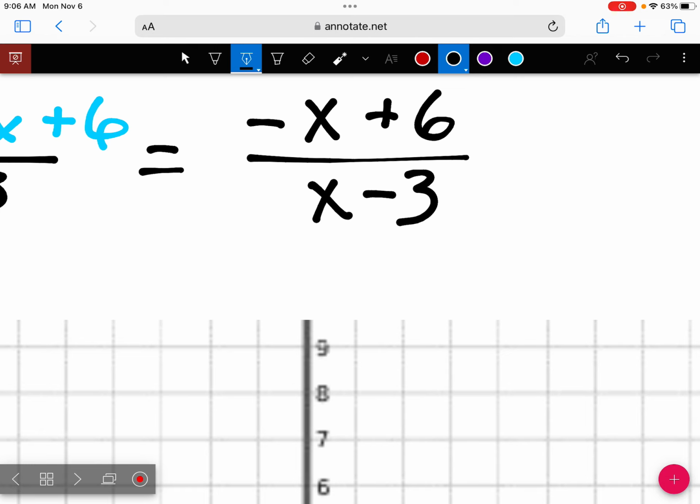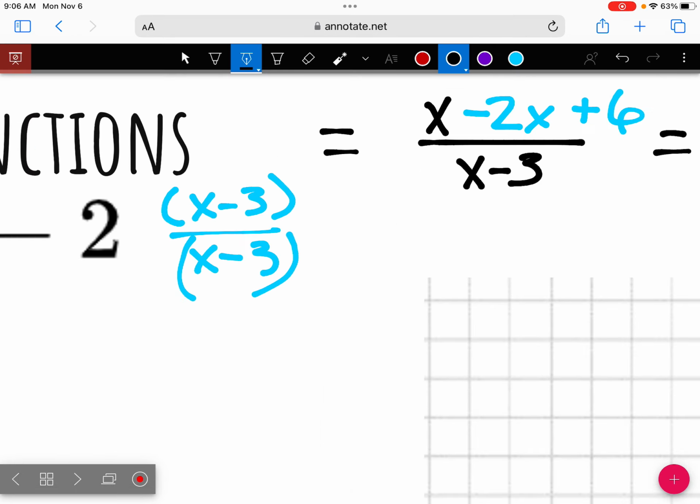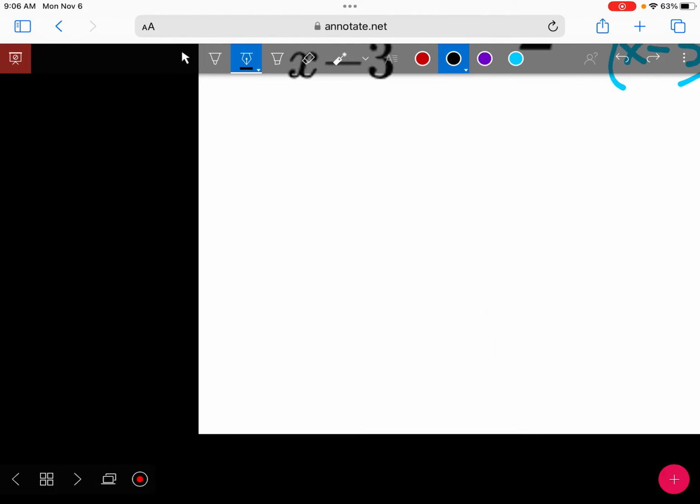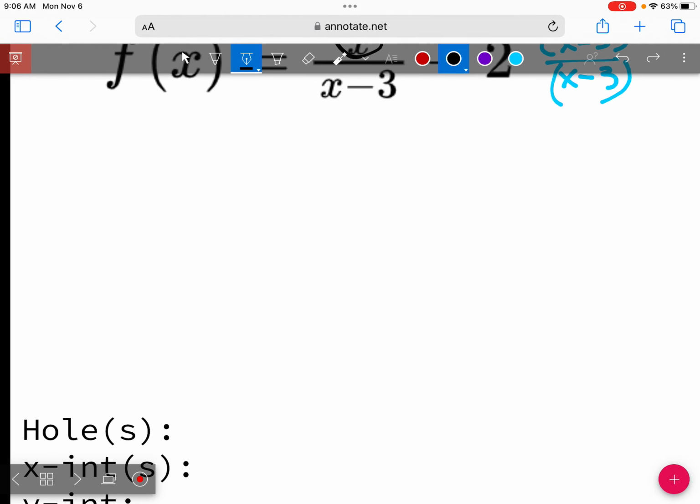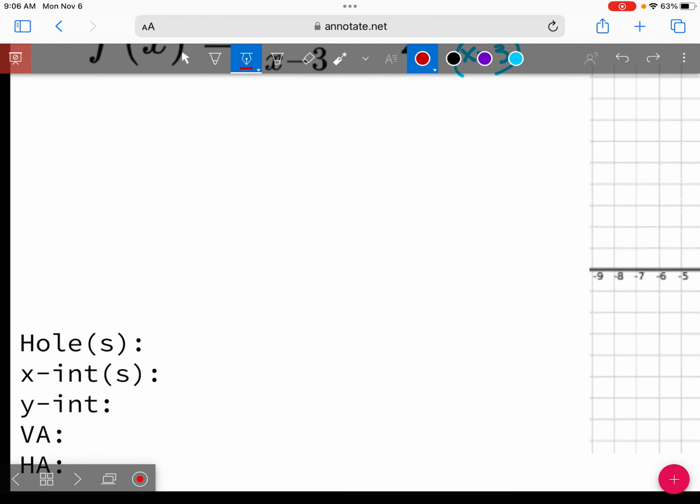Okay, so then we're going to see if we can start filling in some of our information at the bottom. Does this have a removable discontinuity or a hole? That's where we have a thing that'll simplify out of numerator and denominator. No, this does not have one. But we should check every time because sometimes they're sneaky. No hole. There isn't one.